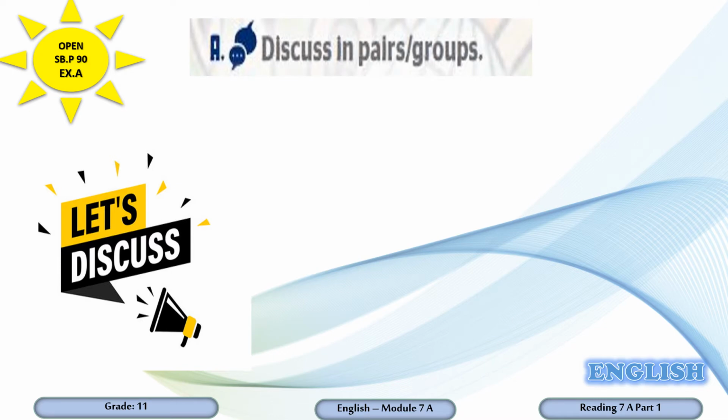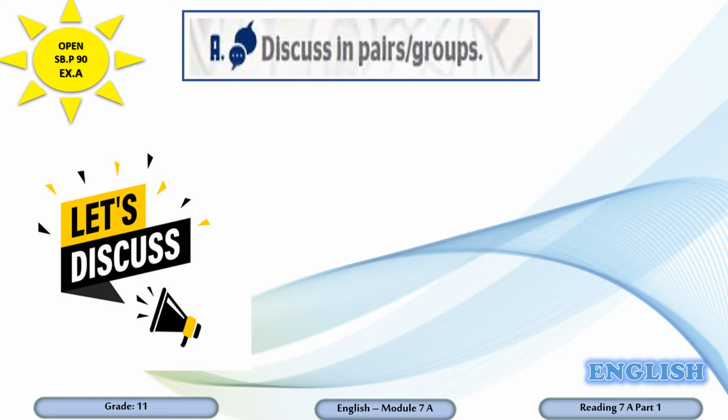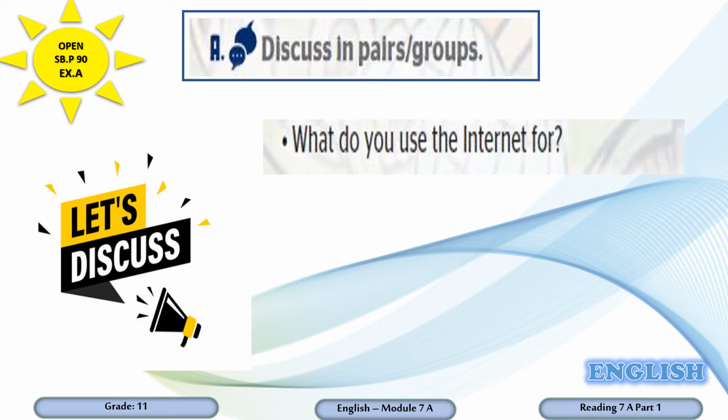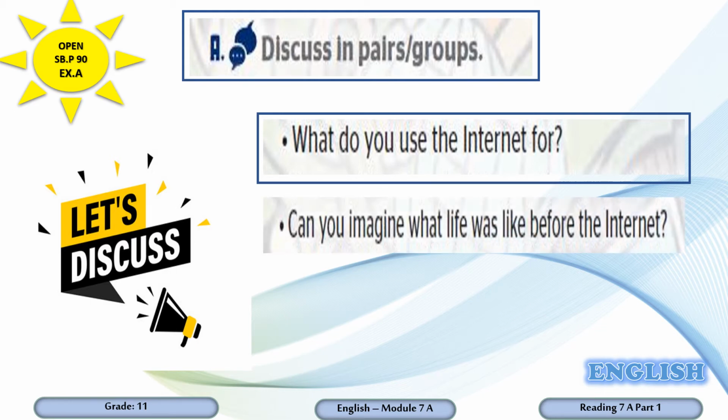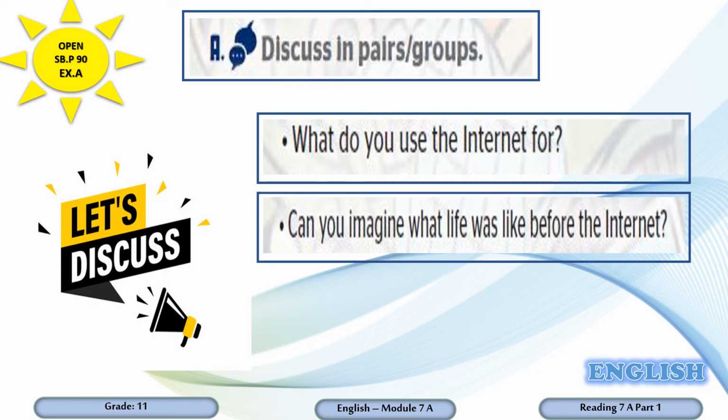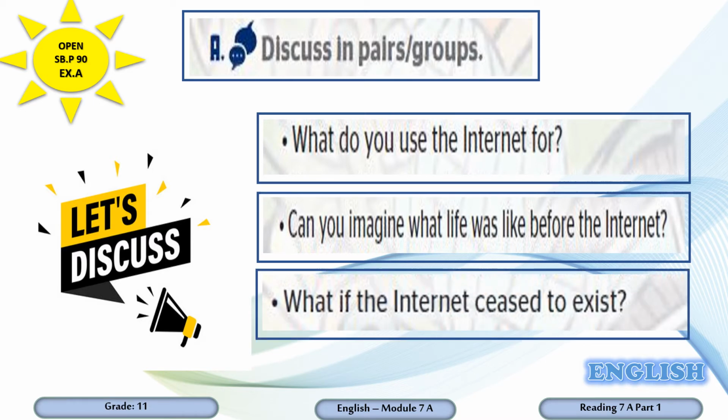Now, as exercise A, students book page 90. Here we have 3 questions to discuss together. The first question is, what do you use the internet for? The second question is, can you imagine what life was like before the internet? And the third question is, what if the internet ceased to exist? How can we imagine our life without the internet?